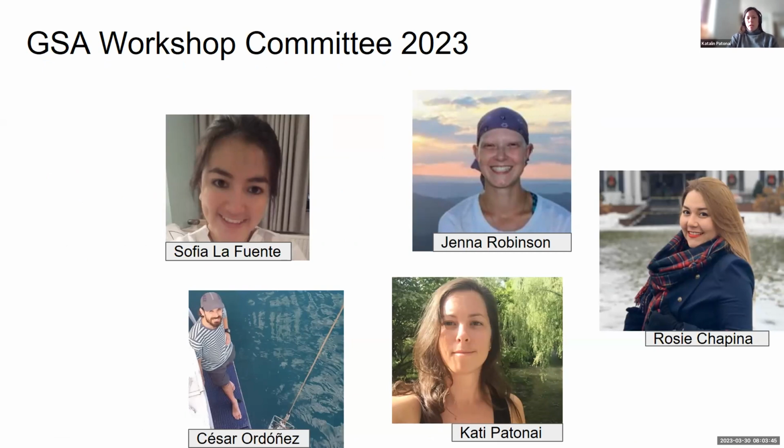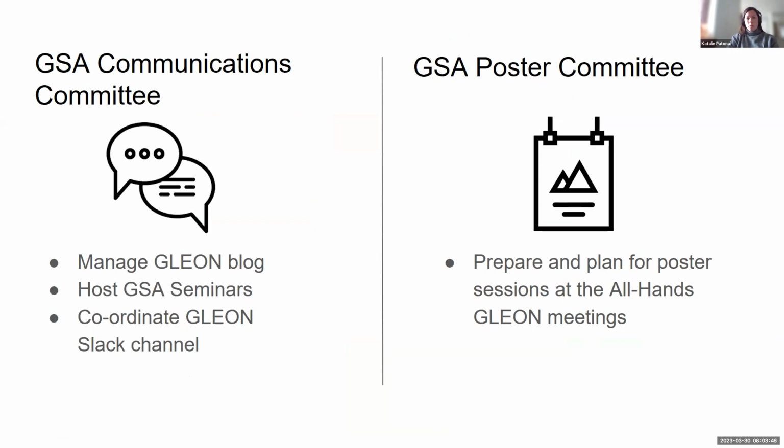And then there are two other committees. One is the communications committee, which manages the Glion blog. If you've ever read those short articles, those are put together by the communications committee. They host GSA seminars and also coordinate the Slack channel. And then there's a third one, which is the poster committee, which prepares and plans the poster sessions at the Glion meetings.